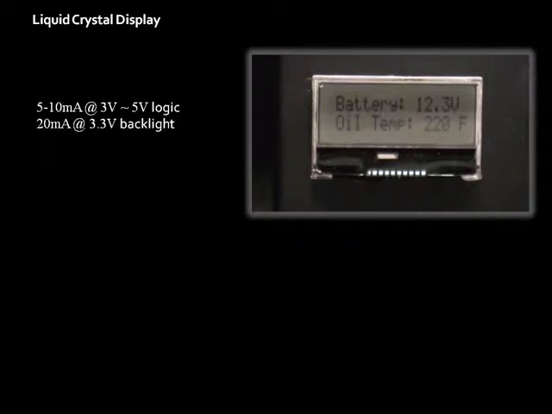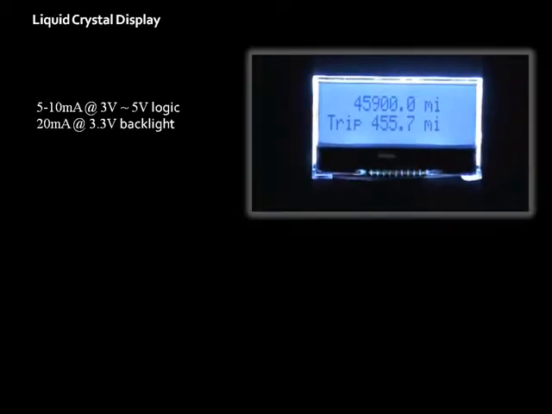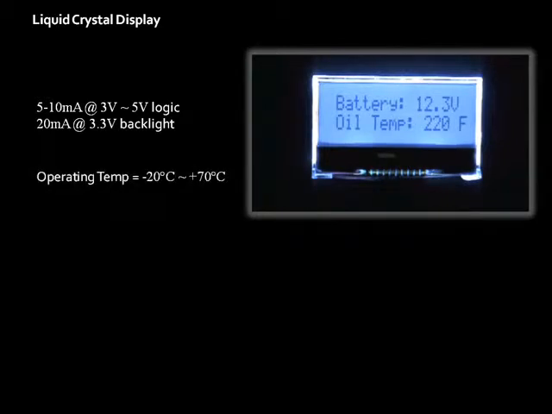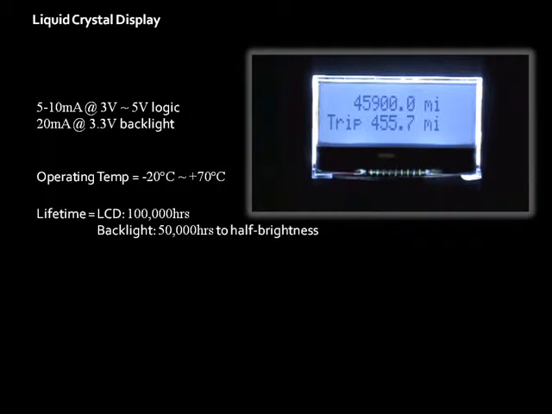The typical LCD module requires 5 to 10 milliamps on a 3.0 to 5 volt logic supply. The backlight for a small LCD typically requires 20 milliamps at 3.3 volt DC. The operating temperature for LCDs is negative 20 degrees C to plus 70 degrees C. The lifetime of LCDs is 100,000 hours, and the lifetime of the usual white LED backlight is 50,000 hours to half brightness.